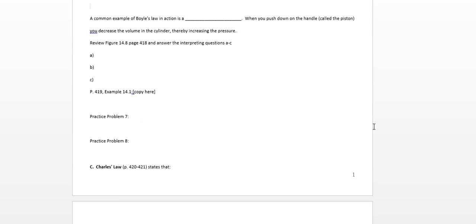But in Boyle's law, in action, a common example of Boyle's law in action is a blank. I guess it's a piston being compressed. Yeah, a car or something like that. I don't know. It is something. So let's look at a piston. Let me go back to the thing, and I'll draw a picture of what's going on there.